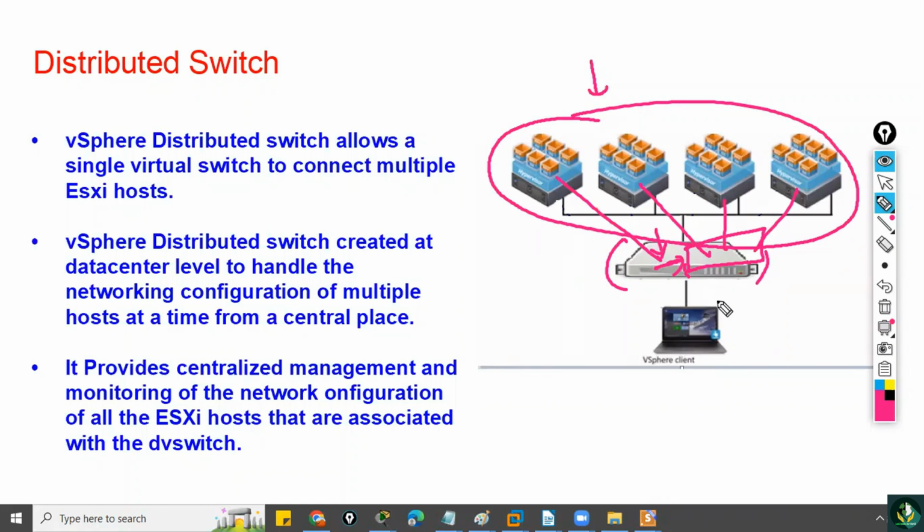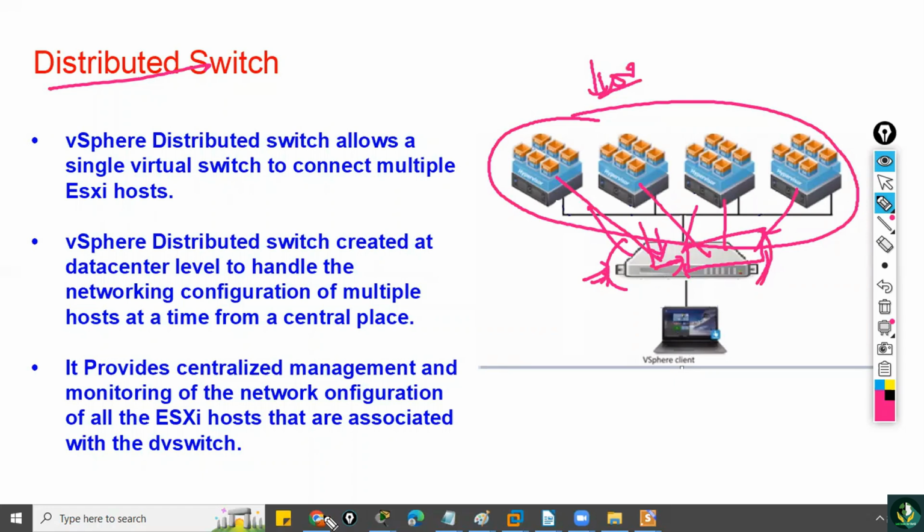If you want to create a policy, you will create the policy only on the distributed switch. It will be applied to all the ESXi hosts. If you want to create any port group, you will create the port group on this distributed switch. It will be applied to all the ESXi hosts. If you have hundreds of ESXi hosts, you don't need to access them individually. You will just access the distributed switch and create the policies. You will create the port groups only once, and it will apply to all the ESXi hosts. Clear, guys? What is a distributed switch?